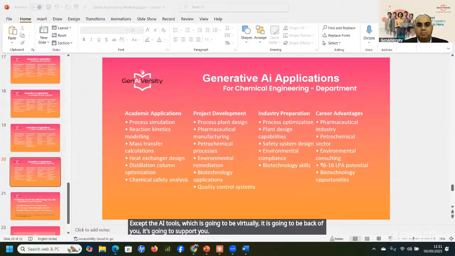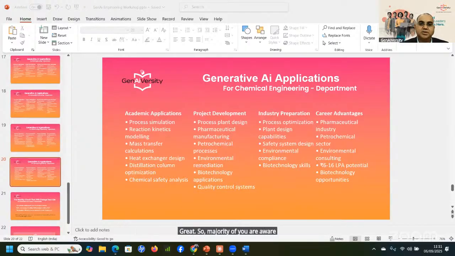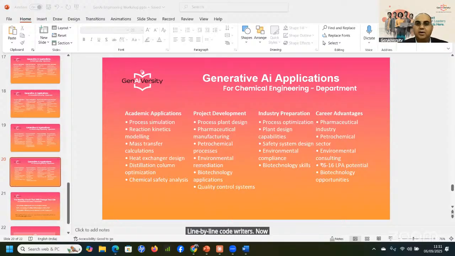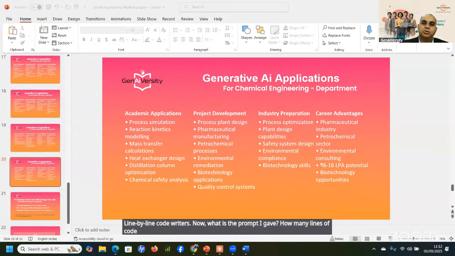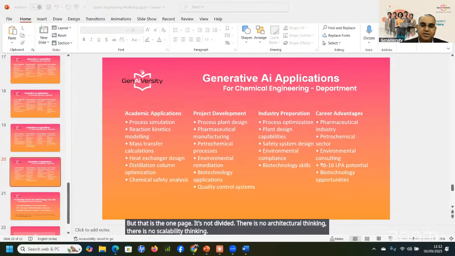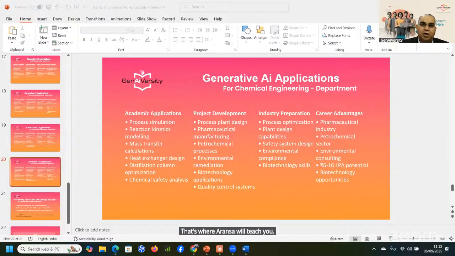Great. So the majority of you are aware that companies are already asking for AI-skilled candidates over traditional ones. Traditional ones means line-by-line code writers. Now, what is the prompt I gave? How many lines of code did I generate? Boom. Put it into the project. My implementation is done. But that is just one page. It's not divided. There is no architectural thinking. There is no scalability thinking. That's where Arensa will teach you architectural thinking, how to develop, and how to take scalability into consideration. All those aspects it is going to teach you.